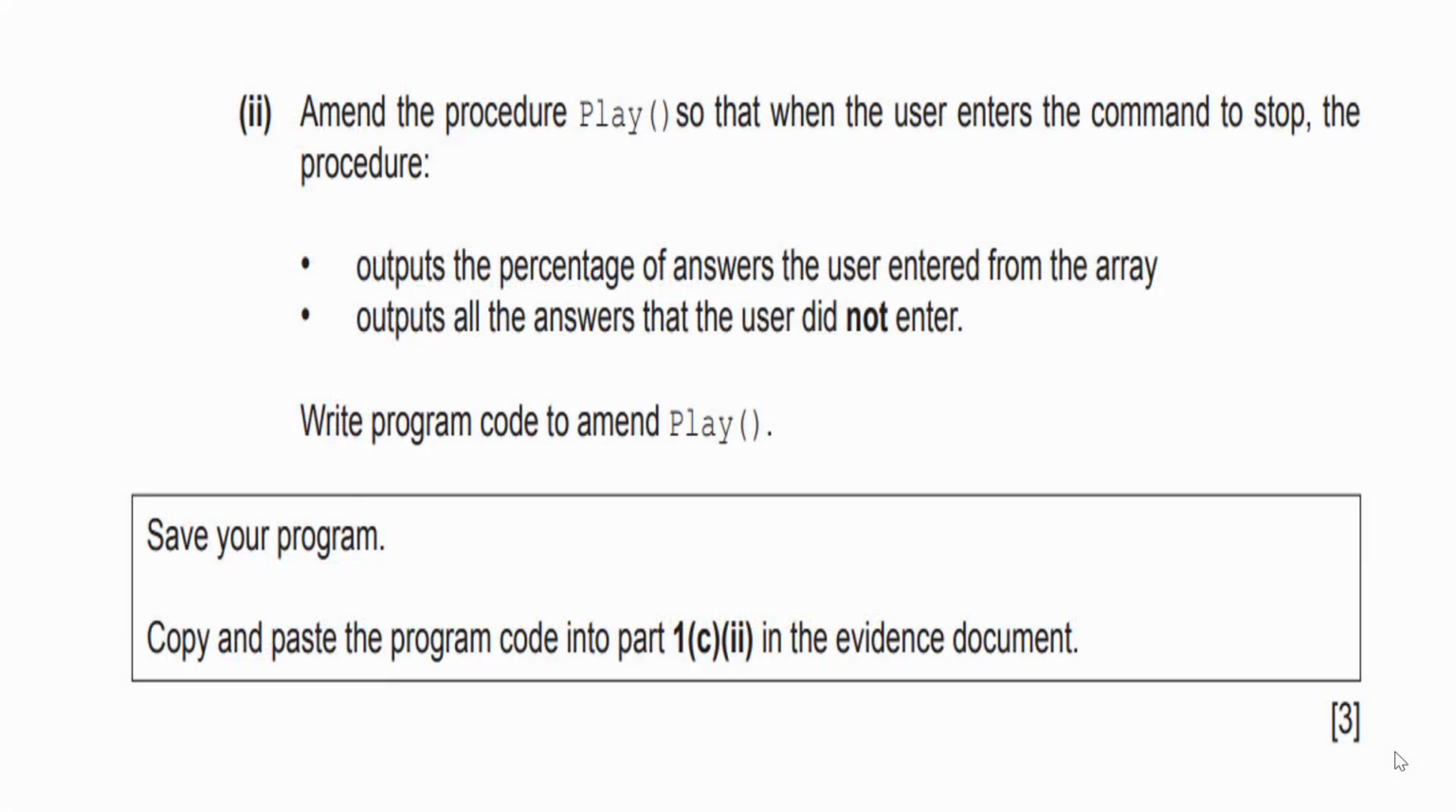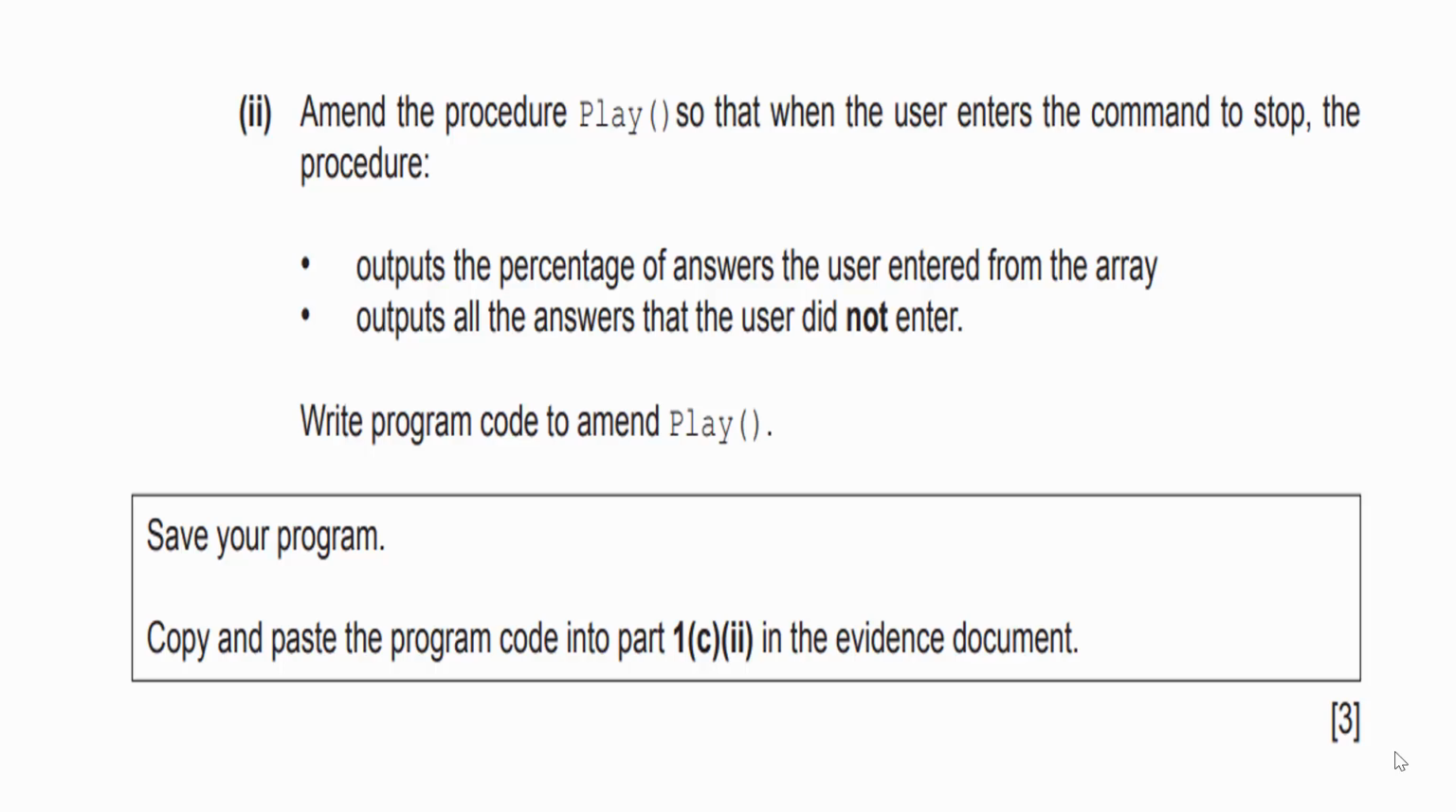Amend the procedure play so that when the user enters the command to stop, the procedure outputs the percentage of answers the user entered from the array. So let them know what percentage they got correct. Outputs all the answers that the user did not enter. Write program code to amend play. So we just need to update it. And we need to let them know what percentage they got correct and what words they didn't use at all that were in the array.